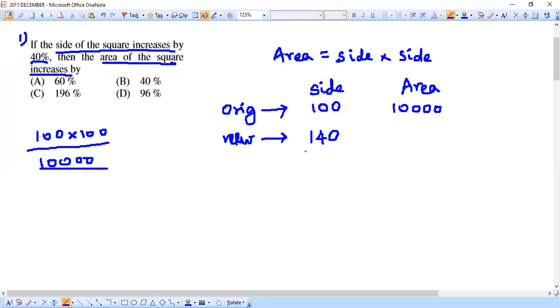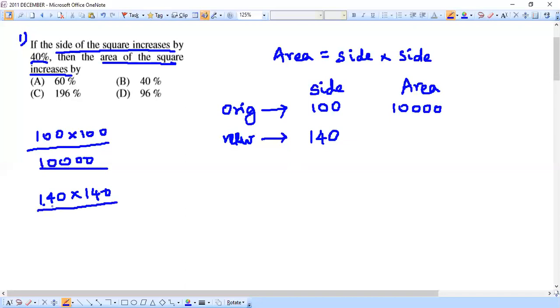100 plus 40, we'll be getting 140. So that means the new side will be 140. And what about the new area? If you want to calculate the new area of the square, now the side is 140, right? So that means now the new area will be 140 into 140. This is all we have to do.